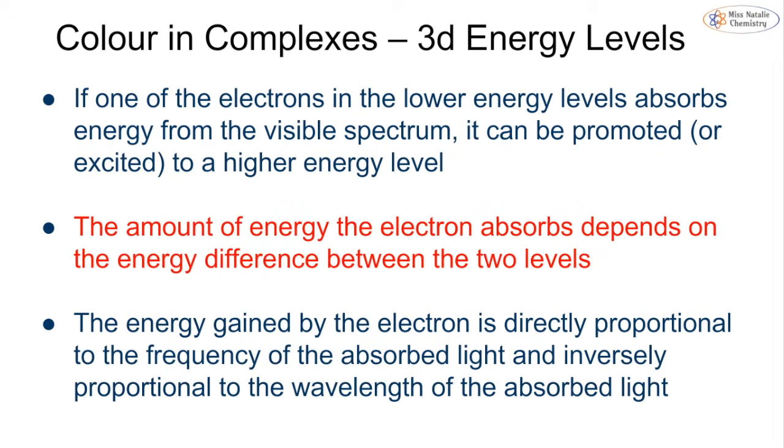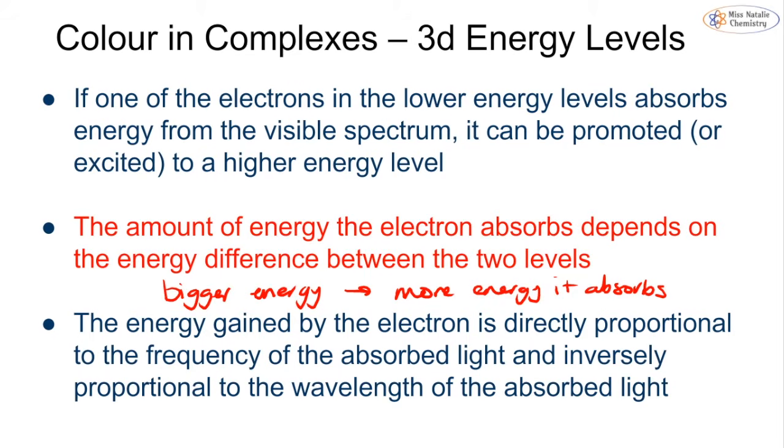So when the electron is promoted, because it's absorbing that energy from the visible spectrum, we then get a difference here. So this d-d transition happens. And the amount of energy that the electron absorbs depends on the energy difference between the two levels. And the bigger the energy difference, the more energy it absorbs.